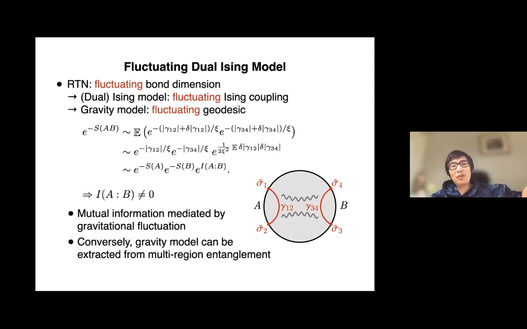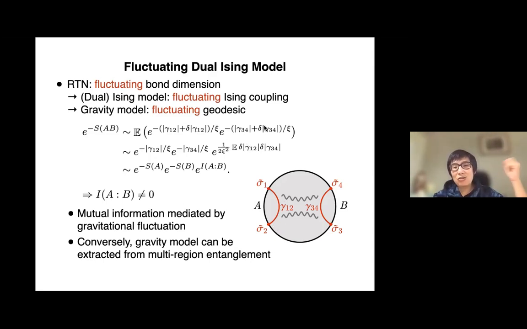However, with the fluctuating bond dimension in the random tensor network, that means in the Ising model or the dual Ising model, the Ising coupling is fluctuating. In the gravity sense, that means the geodesic is fluctuating. So we can no longer consider only the dominant contribution: when we calculate this four-point correlation, it is no longer dominated by the classical configuration, but there is actually a fluctuation of the geodesic.